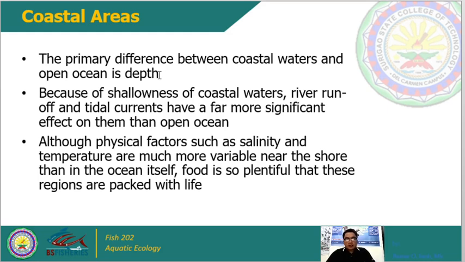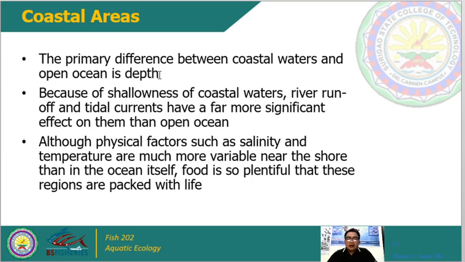And the third is that although the physical factors such as salinity and temperature are much more variable near the shore, when you say variable, it will greatly vary, no? The salinity is greatly fluctuating. When we talk about salinity, it is how salty it is, alright? The temperature is whether it is hot or cold.